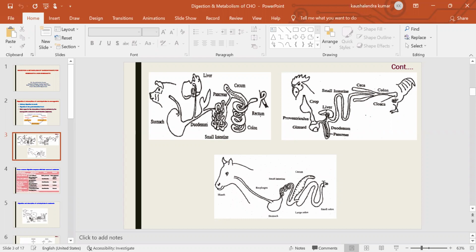Then the large intestine, what is the function of the large intestine? The large intestine plays a very important role in what? In retrieval of the nutrients. The large intestine plays a very important role in retrieval of nutrients, electrolytes and water. So nutrients, electrolytes and water.